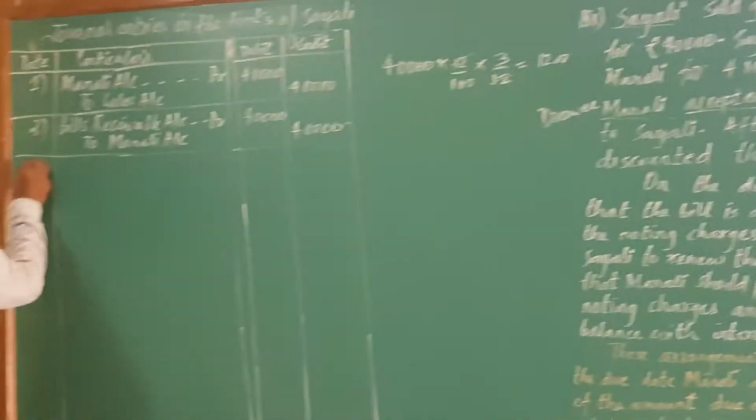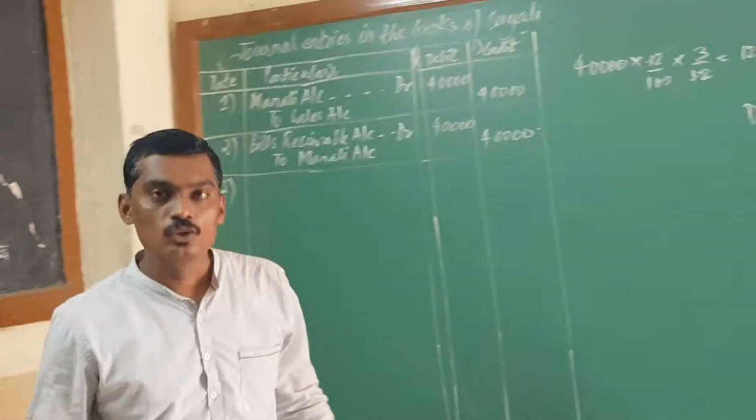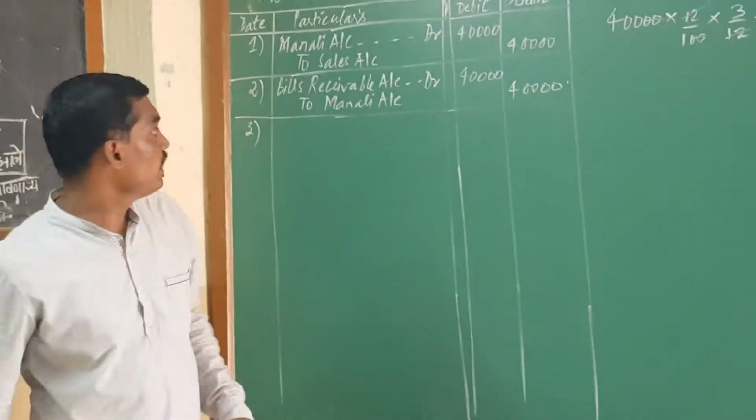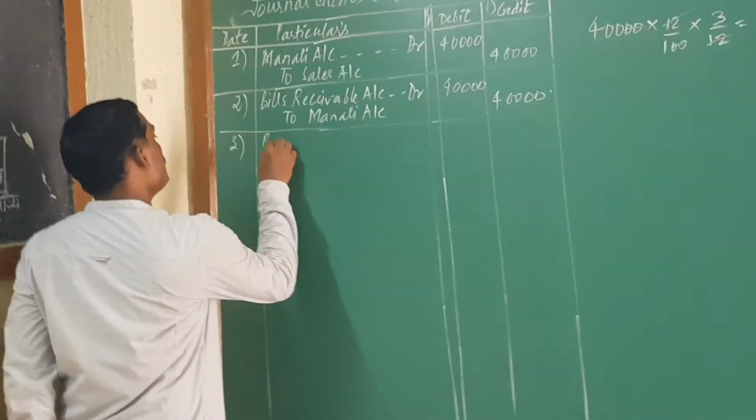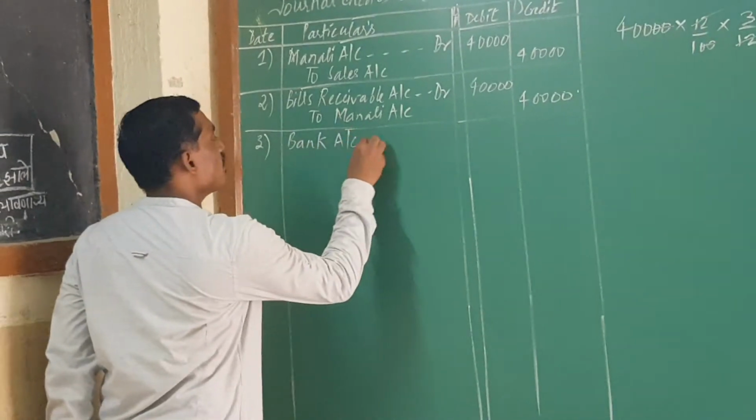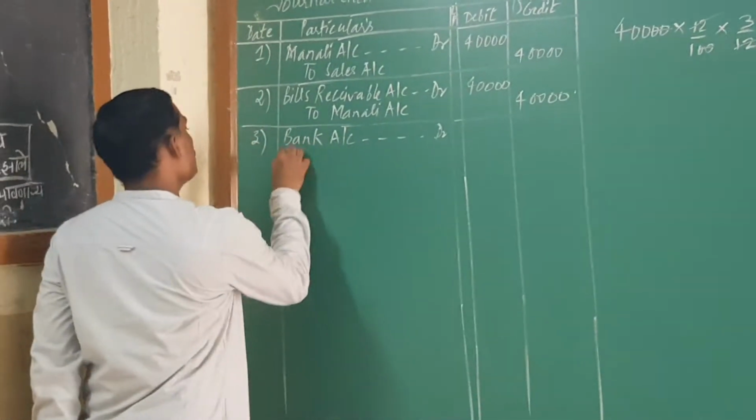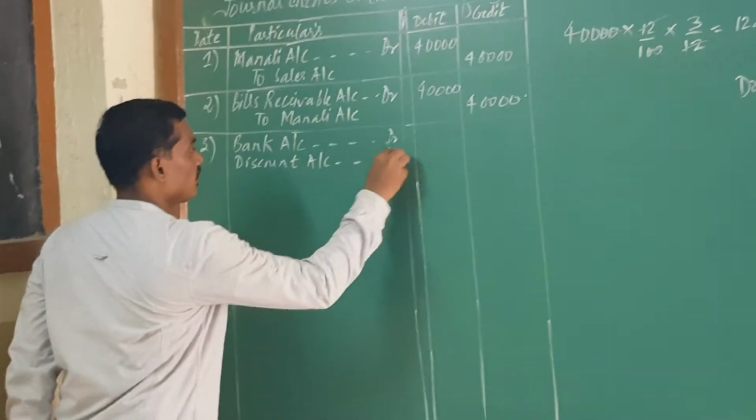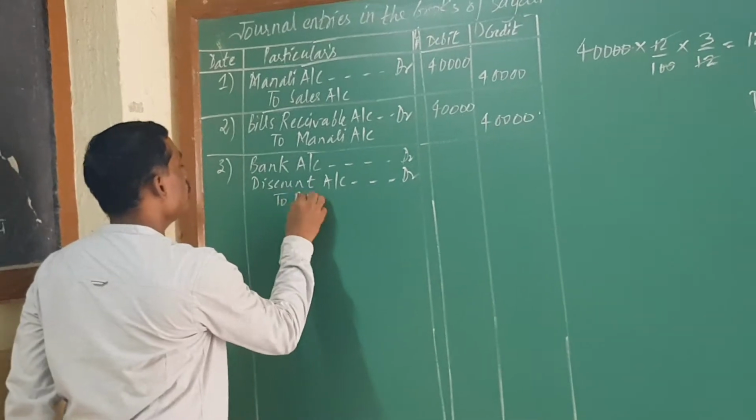now the third entry will be what? Discounting of bill. So the entry is what? Bank account debit, discount account debit to bills receivable. So we will write down here first bank account debit, discount account debit to bills receivable account.